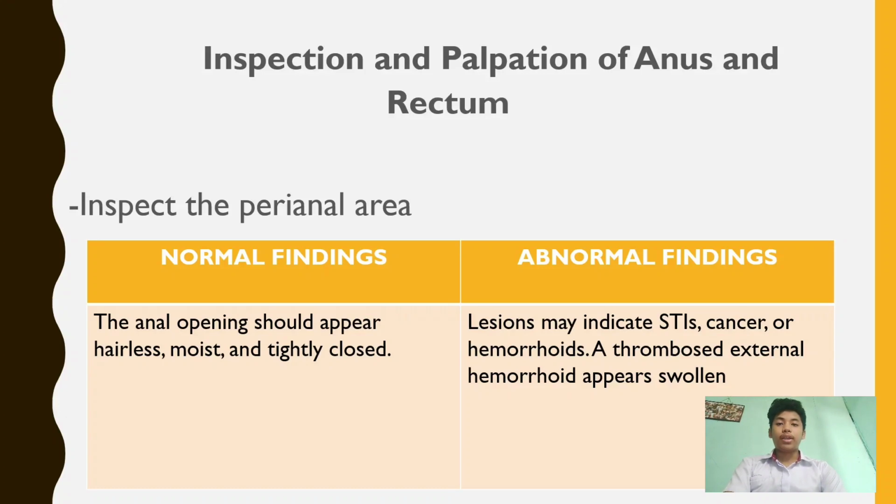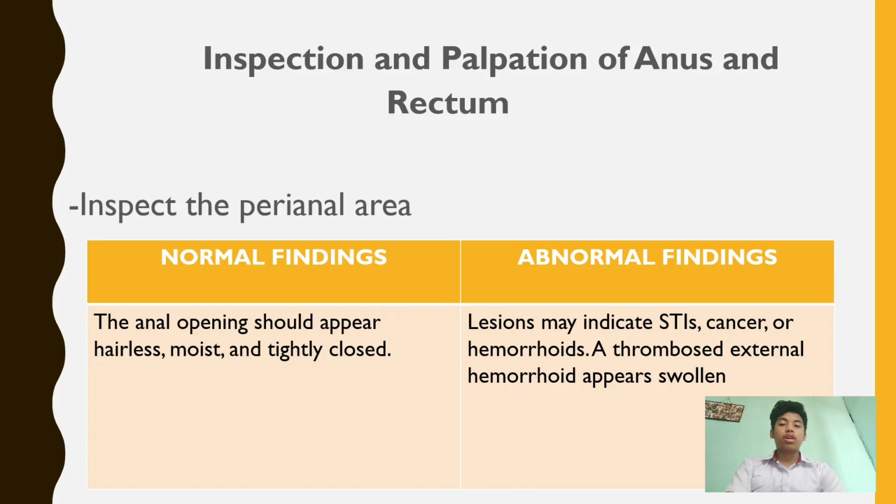For the normal findings, the anal opening should appear hairless, moist, and tightly closed. The skin around the anal opening is more coarse and more darkly pigmented. The surrounding perineal area should be free of redness, lumps, ulcers, lesions, and rashes. For the abnormal findings, lesions may indicate STIs, cancer, or hemorrhoids.